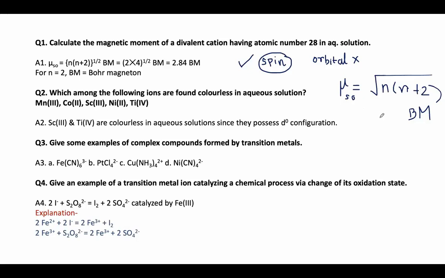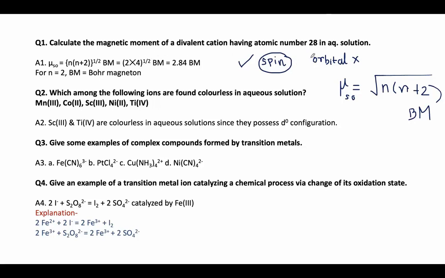So that is 3. Root over 3 is 1.73 Bohr magnetons. So this is the basic formula to calculate the spin only magnetic moment of a transition metal. Now we shall jump to the question. The question says, when the atomic number is 28, what is the magnetic moment?